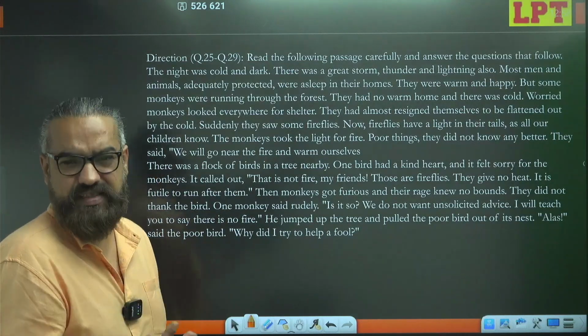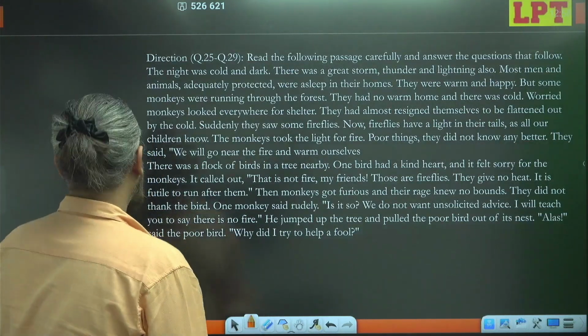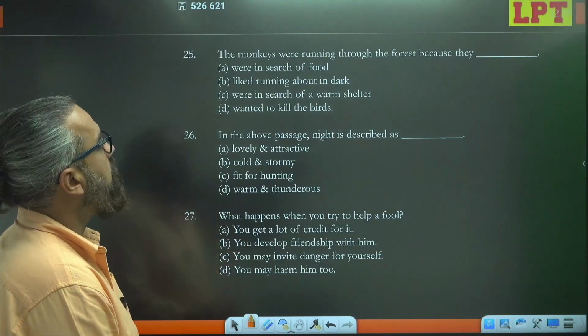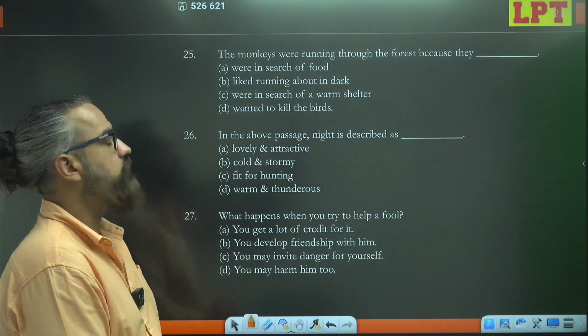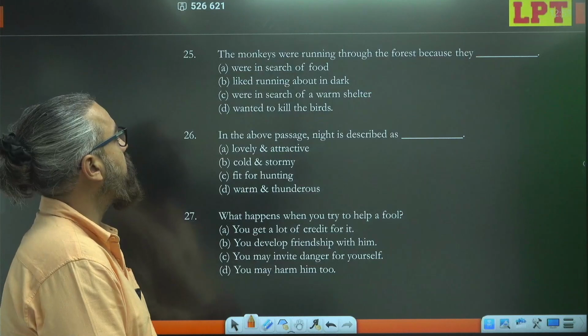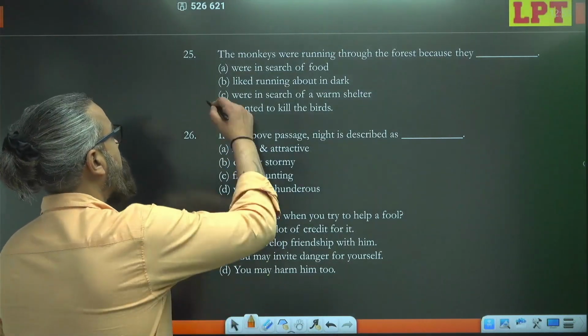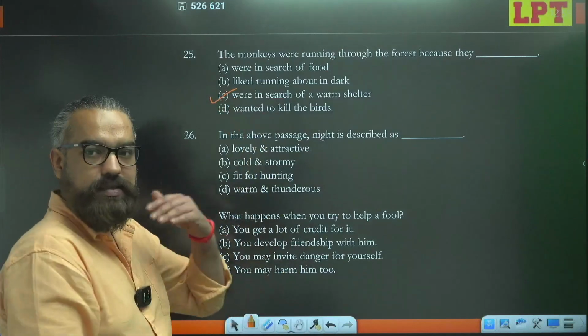I think it's a very, very simple RC passage. Highly scoring. Let's just directly move to the questions. The monkeys were running through the forest because they were in search of food? No. Light running about in dark? No. Were in search of a warm shelter? Yes. Wanted to kill the bird is way afterwards.